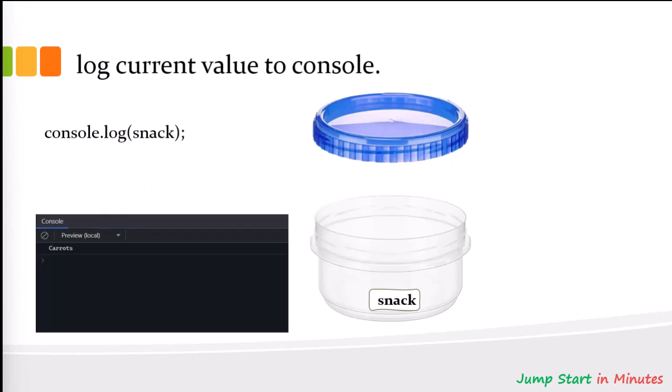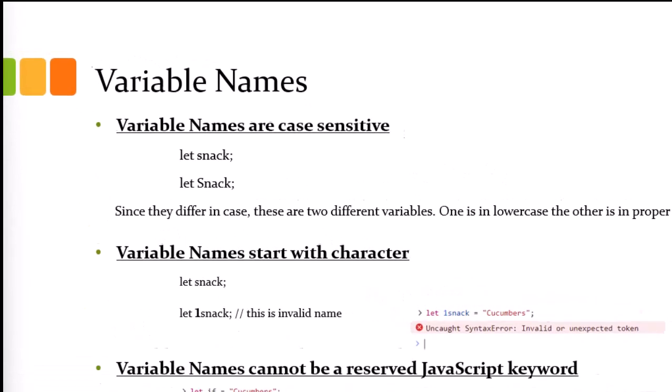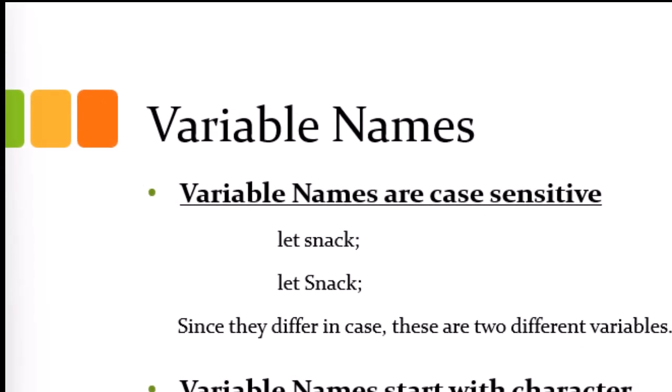Now let's learn a few things about variable names in JavaScript. Variable names in JavaScript are case sensitive. So if we have two variables with the same name that differ in case, then they are really two different variables in JavaScript. For example, the snack variable with an all lowercase name and the Snack variable with the proper case, meaning the first letter upper, are two different variables in JavaScript.